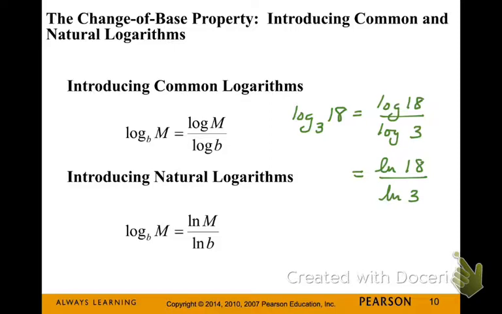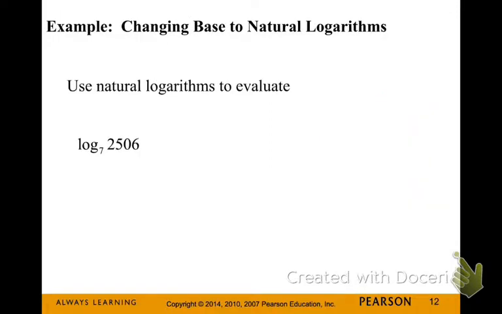Let's go ahead and try using our change of base property on these next two problems. This one says use natural logarithms to evaluate log base 7 of 2,506. Well, to evaluate this log normally, we would say 7 to what power is 2,506? I currently don't know that off the top of my head, and you might, but probably not. And so this is where the change of base formula can help us out.